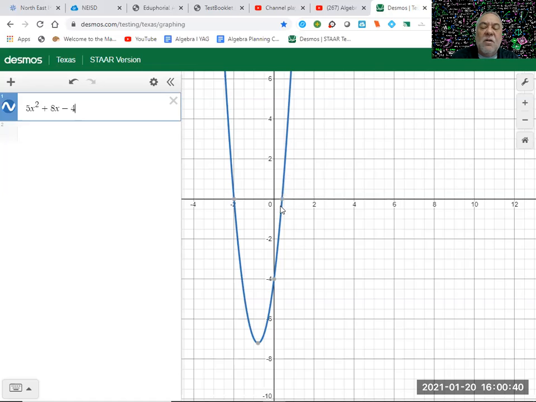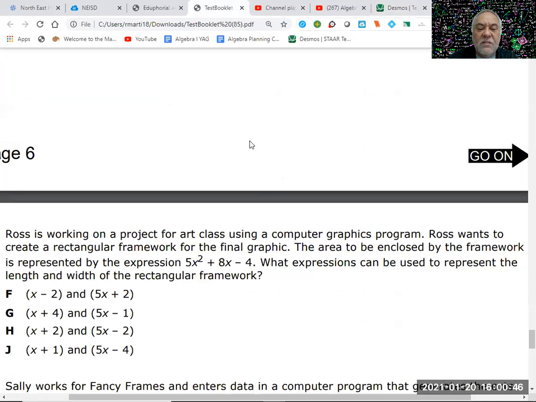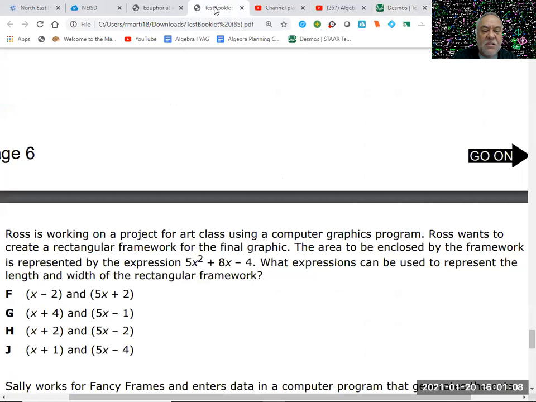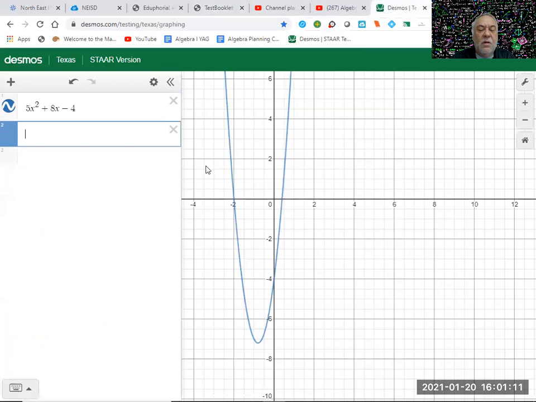So we're going to check the answer choices they give us. Let's go back and look at this. So x minus 2 and 5x plus 2. I will tell you right now that when you put in those factors separately, they go through the roots. They go through those x-intercepts. I'll show you what I mean here. So for that first one, x minus 2 and 5x plus 2, let's put in x minus 2. That does not go through any of the x-intercepts, so that's not a good answer choice.